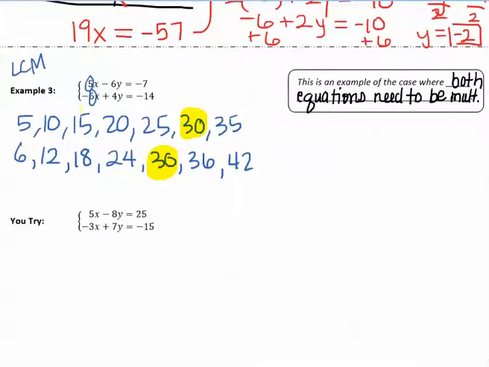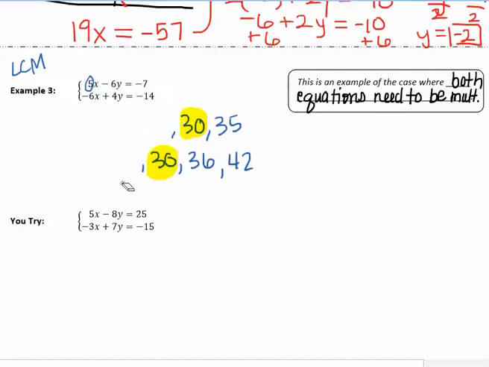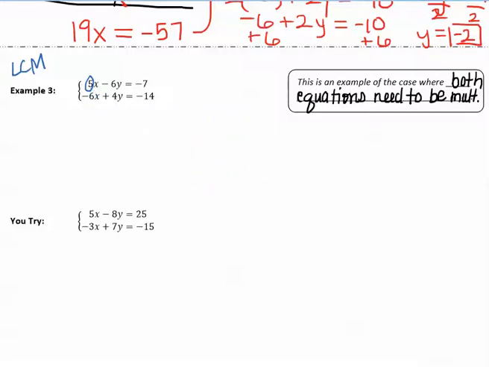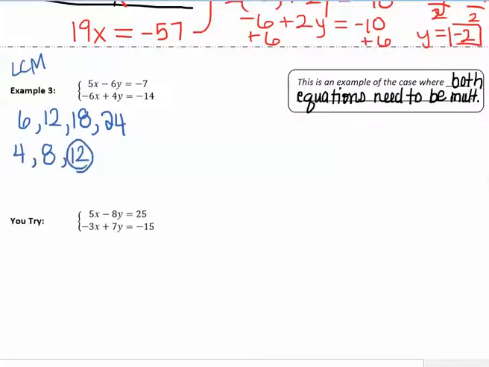Okay, let me give you an example with the 6 and the 4. Let's do multiples of 6 and 4. So 6, 12, 18, 24, etc. And 4, 8, 12, there we go, 12. But if I kept going, you'd see 16, 20, 24. So 24 is a common multiple, it's just not the lowest common multiple. 12 is the lowest common multiple. So that's what I want to make both of these numbers into.